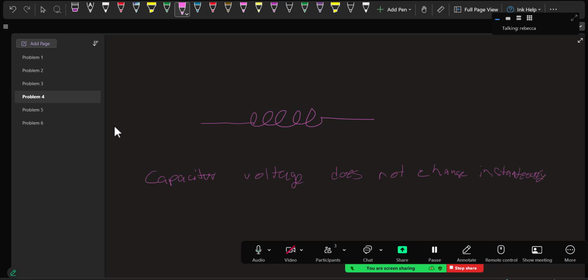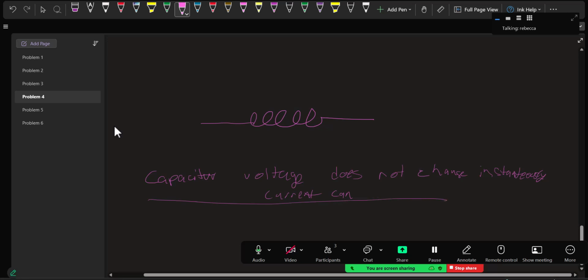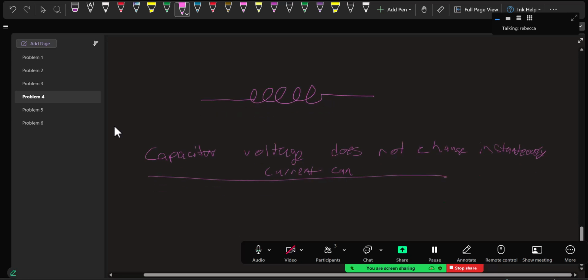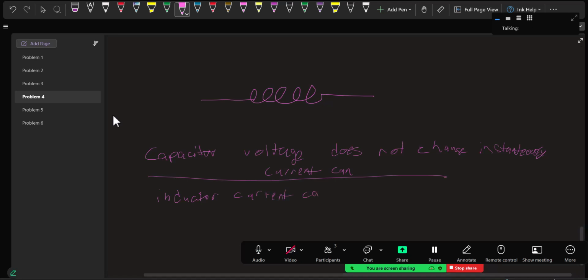Okay, but current can? Because it can change direction. Yeah, and it can just change instantaneously. An inductor has the opposite. So for an inductor, current cannot change instantaneously.